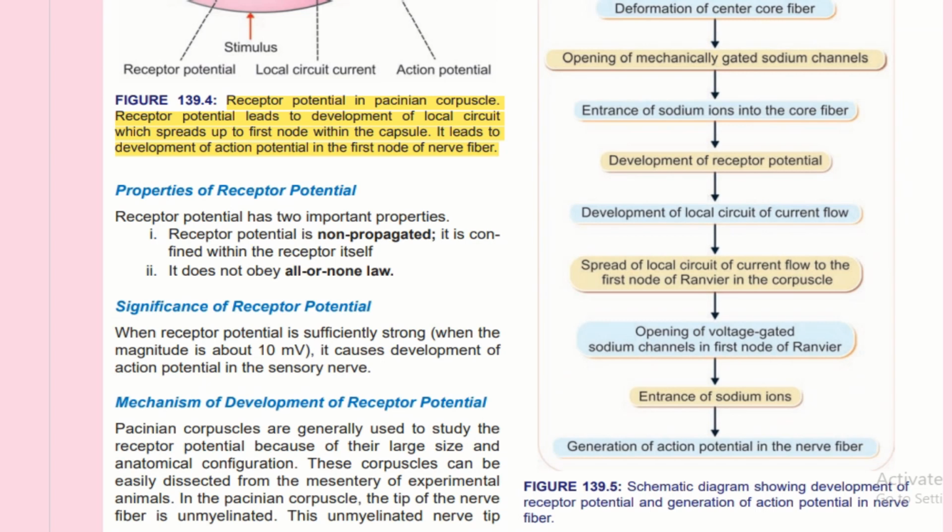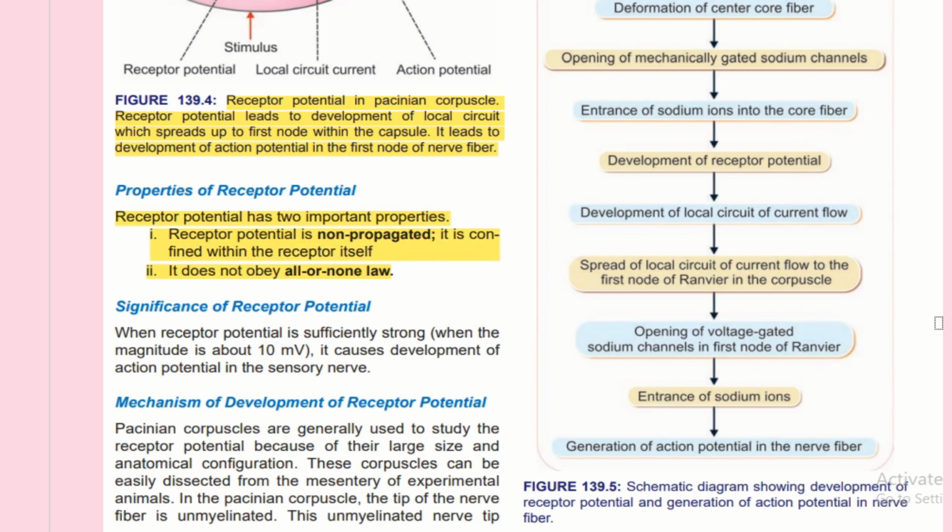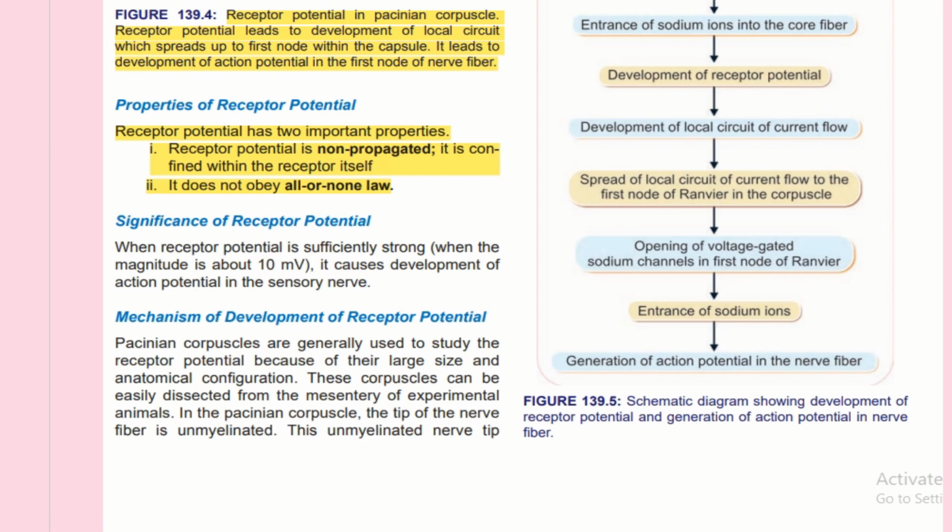Let's look at the properties of receptor potential. Receptor potential has two important properties. Number one, it is non-propagated. It is confined within the receptor itself and it does not obey all or none law. So these are the receptor potential properties. Significance of this receptor potential: when a receptor potential is sufficiently strong, it causes development of action potential in the sensory nerve.